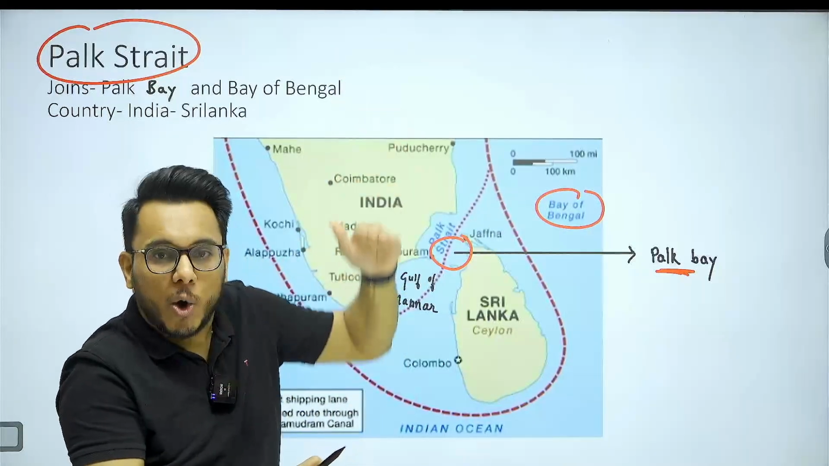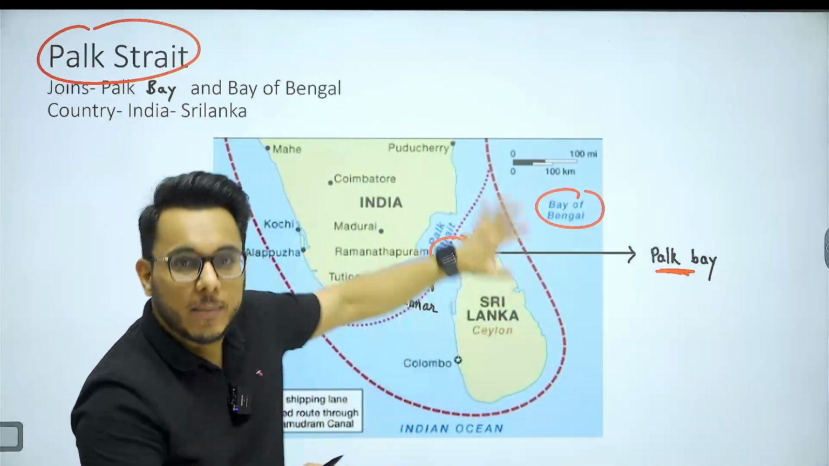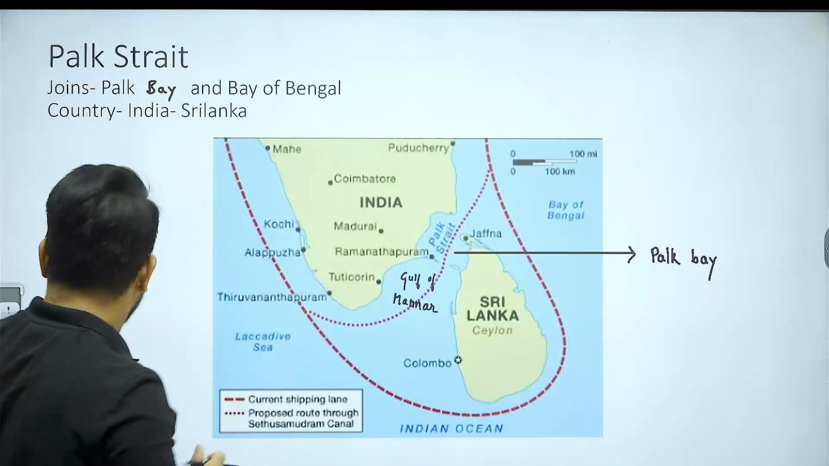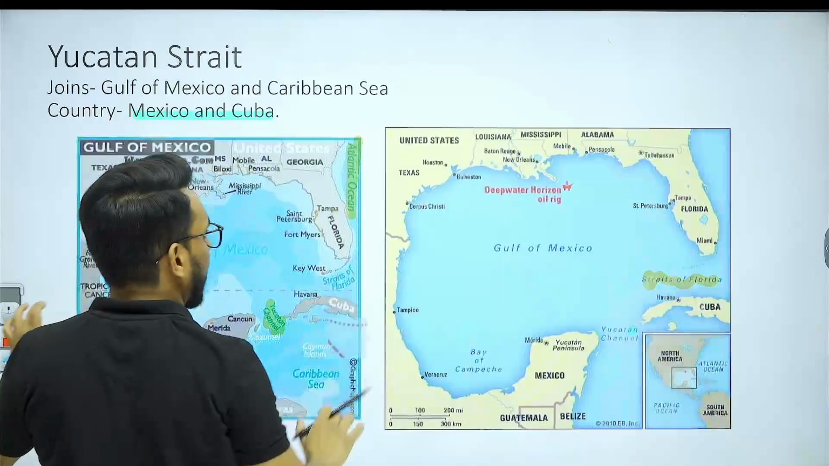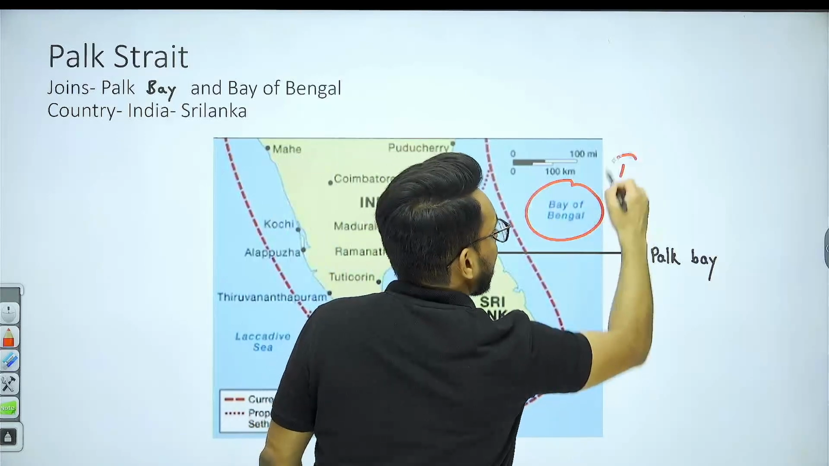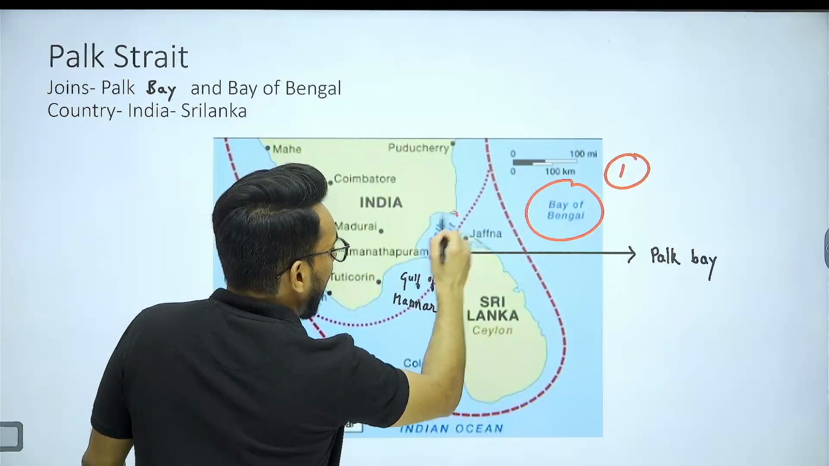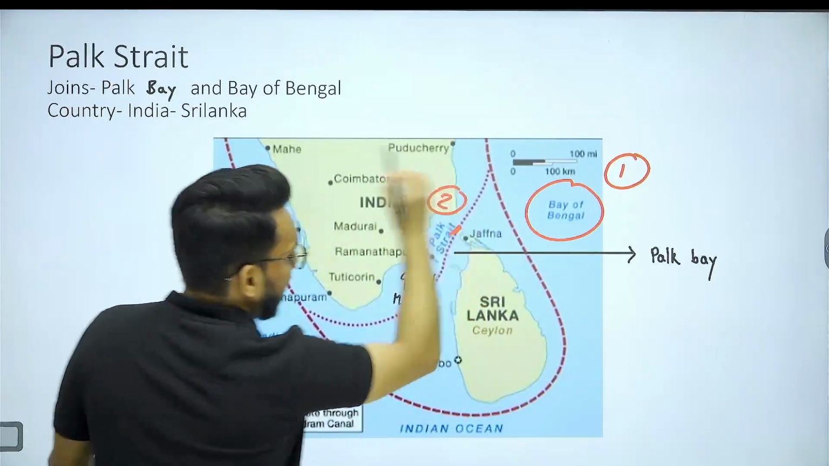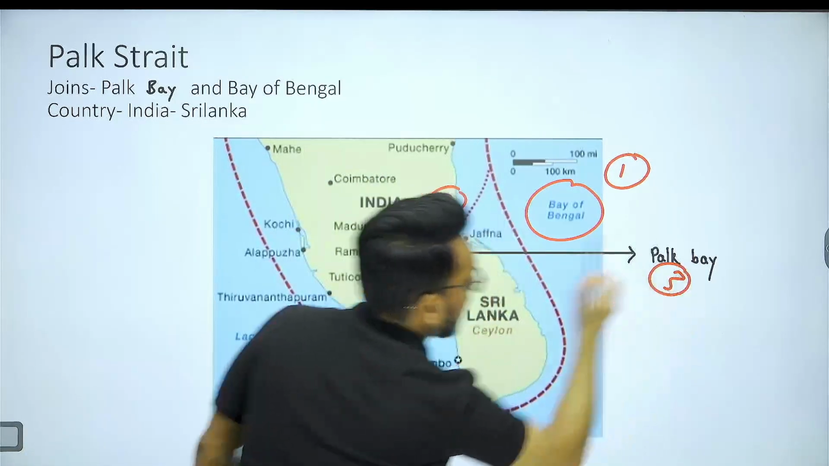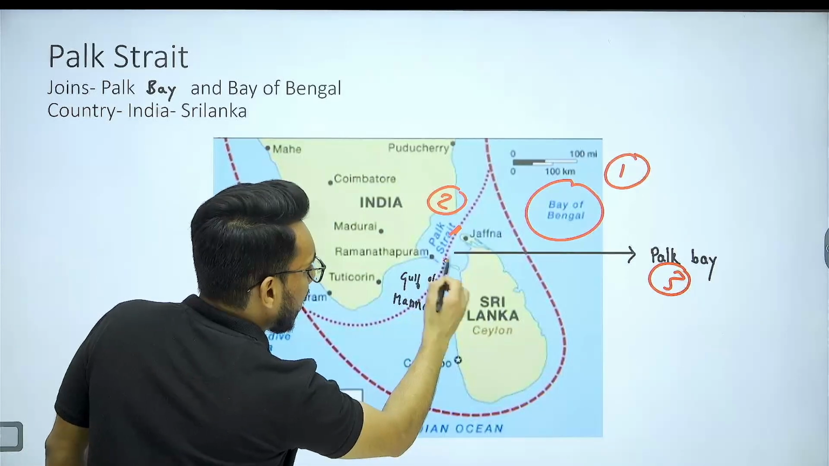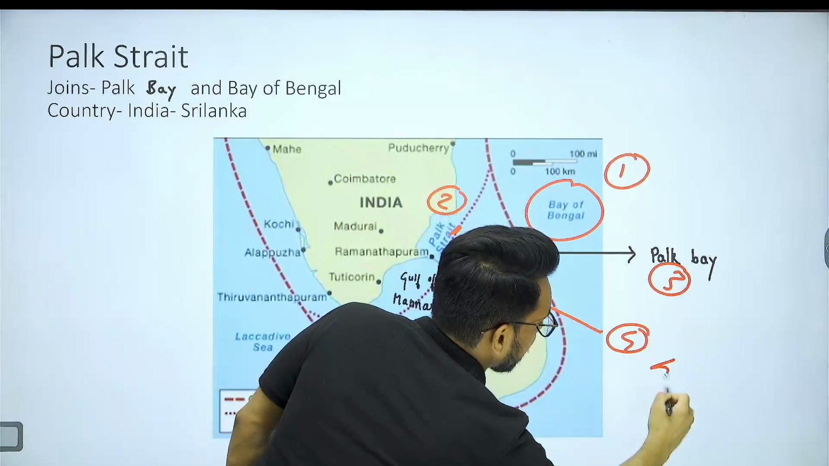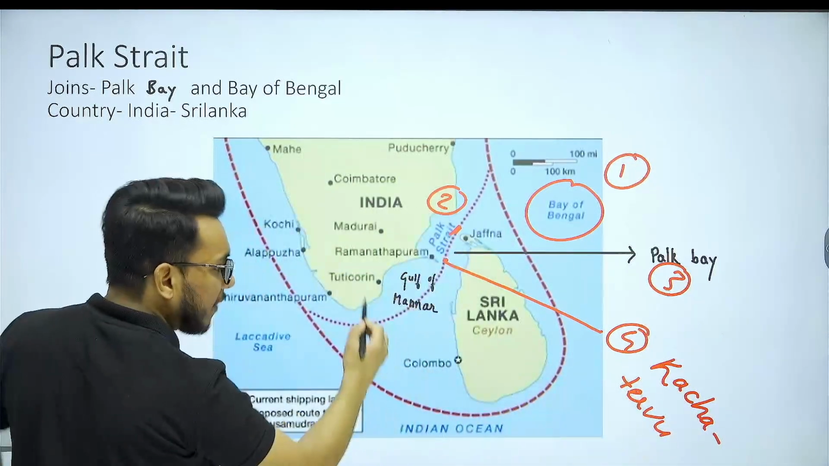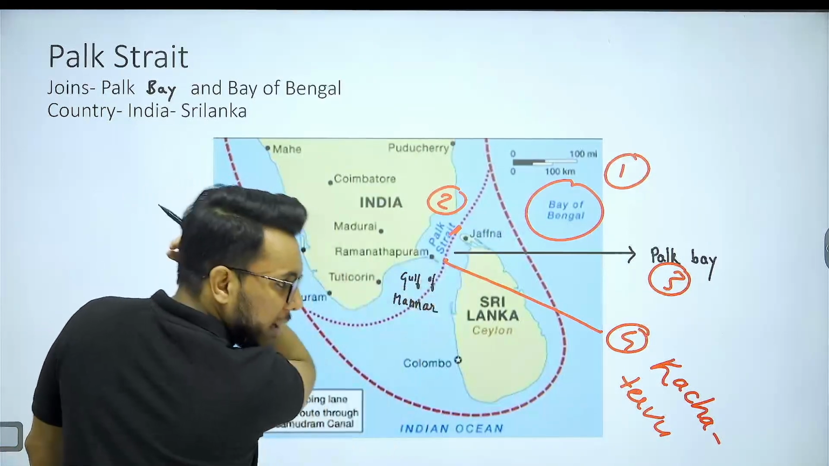Now, if we come from north to south, what important locations will be there in this particular area? Let's understand them one by one. If you are coming from the north, first you will enter the Bay of Bengal. Then number 2, you will enter Palk Strait. Then number 3, you will enter Palk Bay. Then number 4, Katchatheevu Island will come. Then after that, a little bit to the south, here we have Rameshwaram and Adam's Bridge.